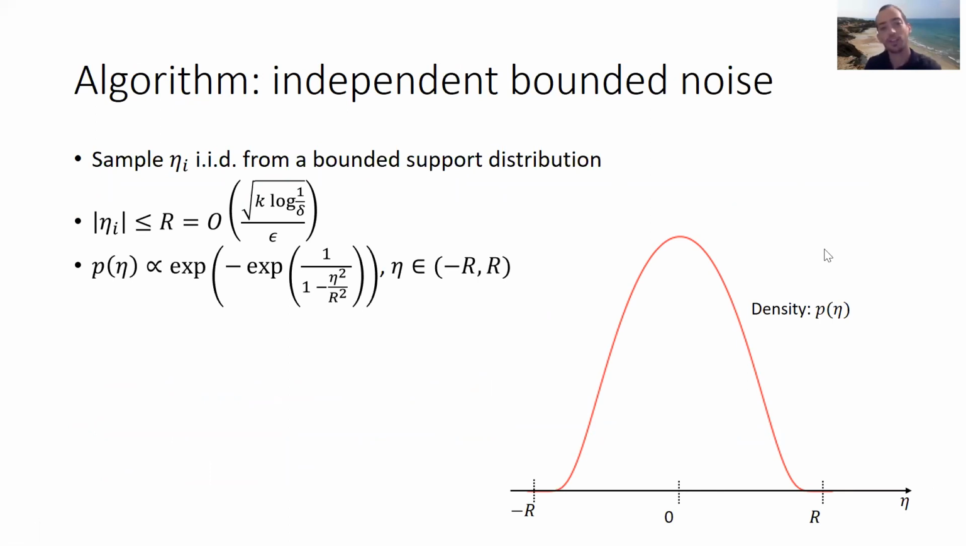So the algorithm is adding independent noise, like the Laplace, but instead of Laplace, you use a different noise, and the density looks like what you see in this plot, and it's also written on this slide. The density decays very fast as you approach some R, where R is just a bound on the noise. So you have a constant probability up to R over 2, for example. But then when you approach R, you decay very fast. That's how the noise looks, and you just add it independently to each coordinate.